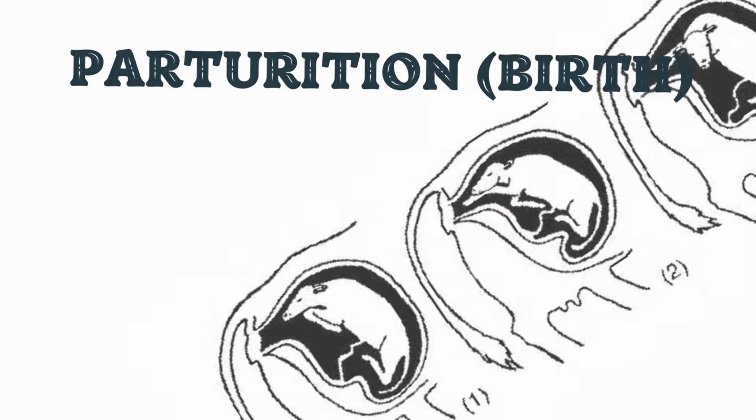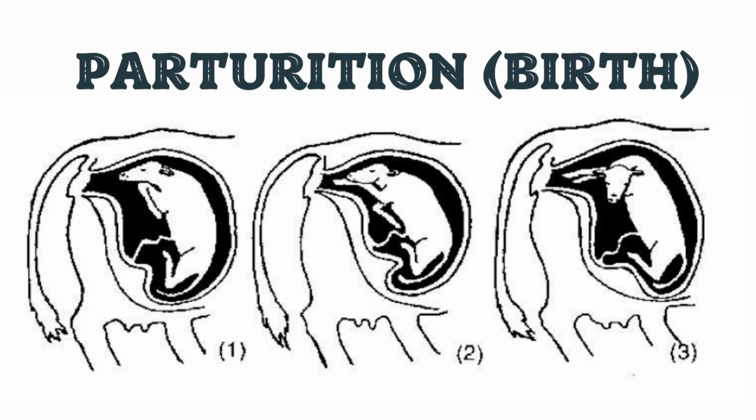Then now let's look at the process of birth, parturition. Now, parturition is when the calf is expelled through the vagina, right? Now, this is when the cow is giving birth. It's taking that baby calf outside so that she or he can live life.